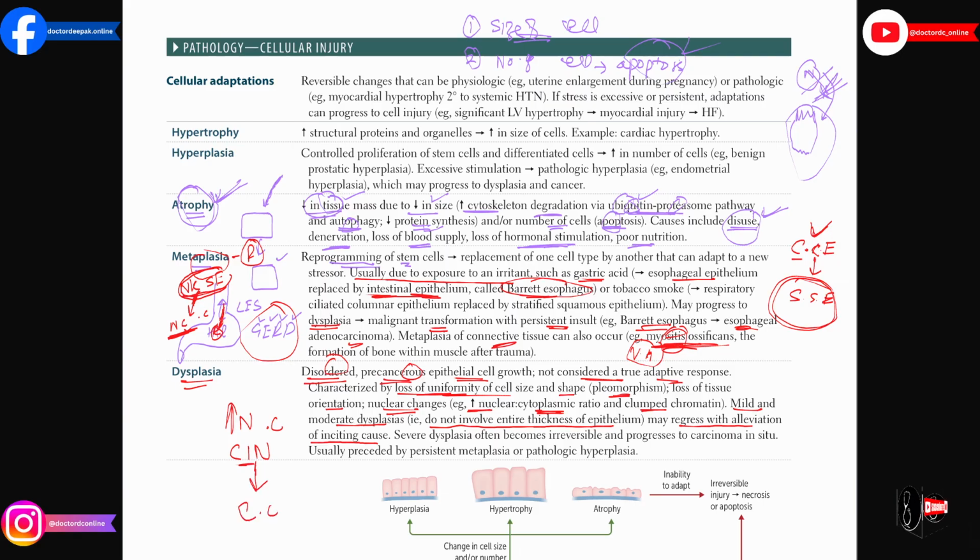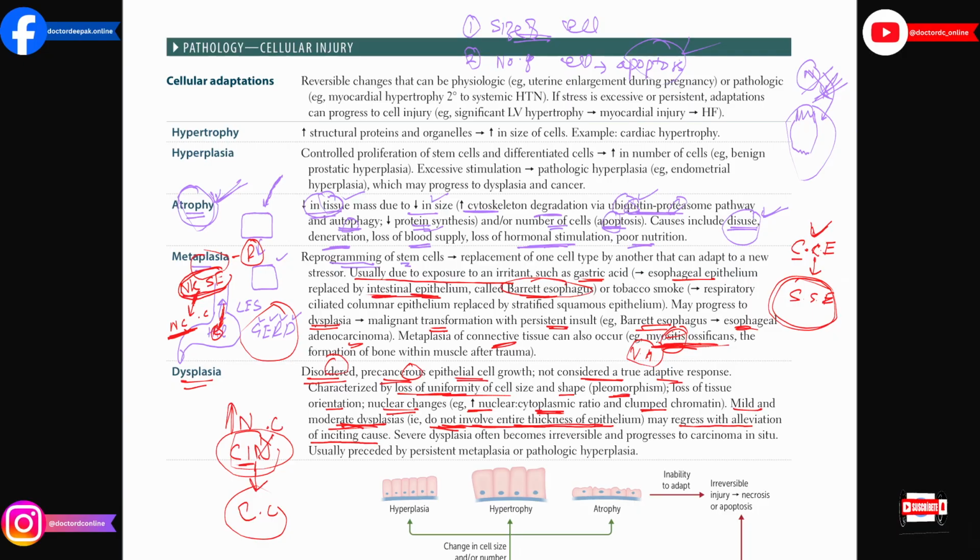So that's why it's mentioned that mild and moderate dysplasia do not involve the entire thickness of the epithelium. Cervical intraepithelial neoplasia is a kind of change in which the complete thickness of the epithelium is not involved. If you treat this condition, this cervical intraepithelial neoplasia will not convert into cervical cancer. As you know, it is most commonly caused by human papilloma virus, and if you alleviate the cause, then automatically it can regress.